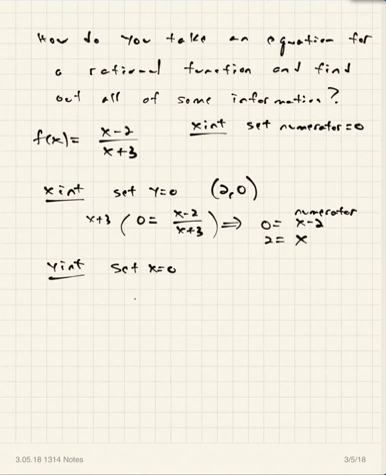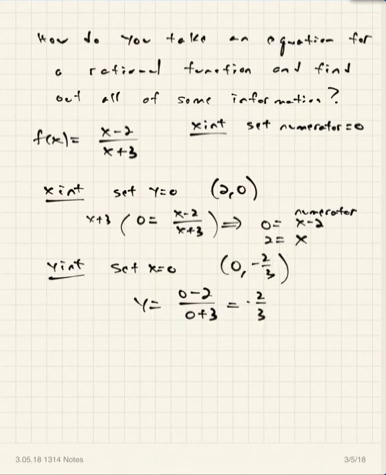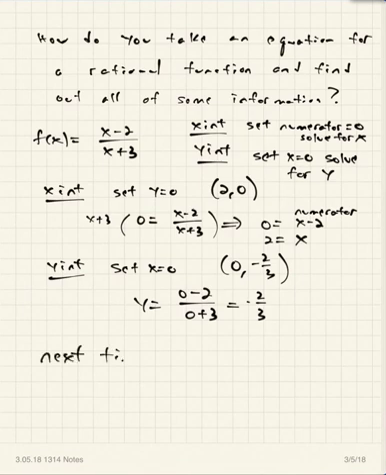The y-intercept, you set x equals 0, and you get -2/3. You just do the arithmetic. And so the y-intercept is (0, -2/3). So the x-intercept, you set the numerator equal to 0, and then solve for x. The y-intercept, you set x equals 0, and solve for y. There you go. All right, so next time, asymptotes. That's what we'll do. Next time, finding asymptotes and sketching the graphs.